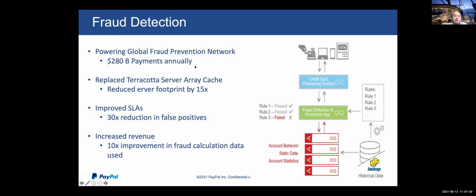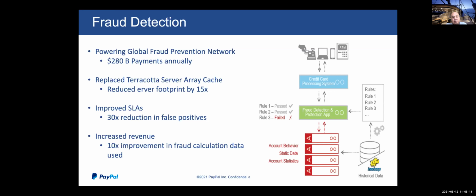So this platform has been able to allow us to handle 280 billion payments annually, approximately speaking. The numbers are changing. And we use this platform to replace a previous distributed cache layer called Terracotta Server Array. That particular platform only uses DRAM. And as you can imagine, DRAMs are very expensive, right? So by using this platform, we were able to reduce our footprint by almost 15 times.